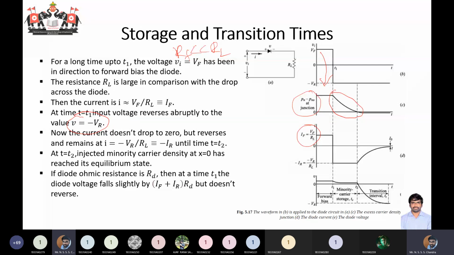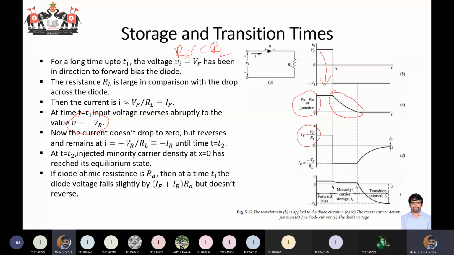Okay. But the current does not drop to zero. Ideally your current should have dropped to zero, or at least to minus I0. If you are not considering an ideal diode, it will be around minus I0. But it is suddenly not dropping to that value.